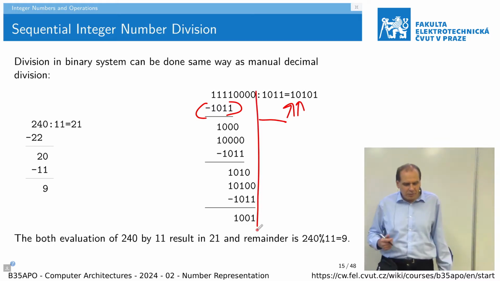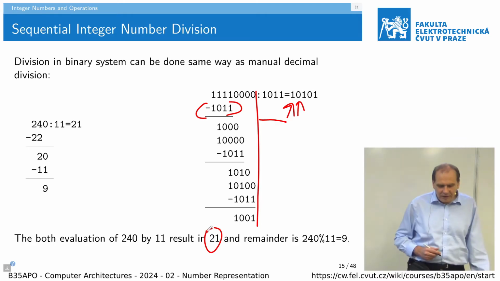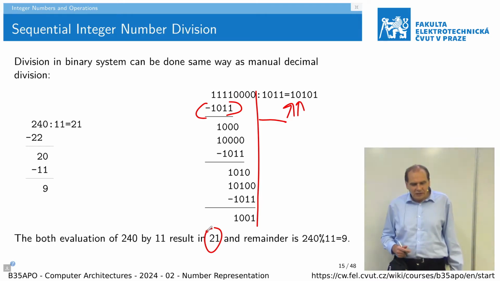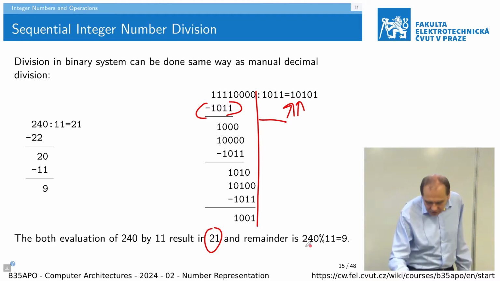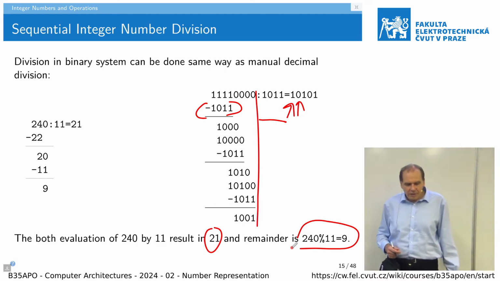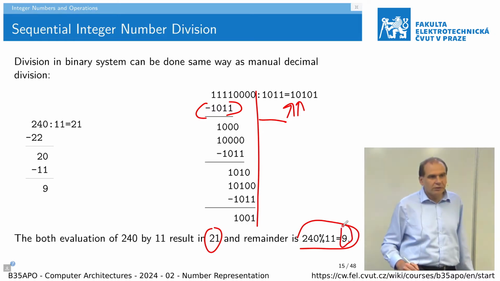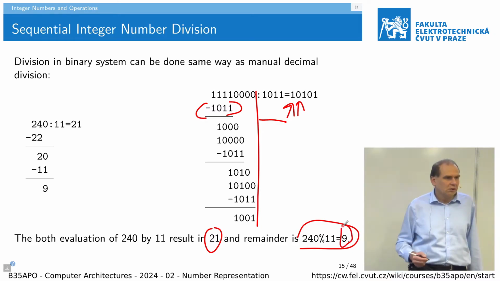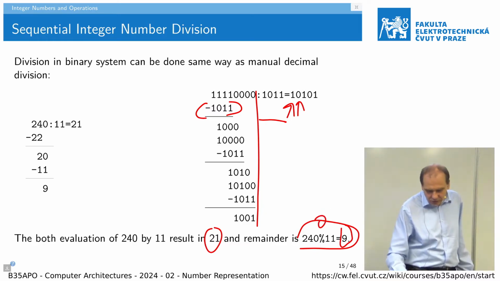So at the moment when we find, for example, that the result is 21 in this case, then we do not attempt to find if there are some fractions. We take the rest, the value after the division, as the remainder of the division, or modulo, or remainder. Modulo operation is usually what this is called.